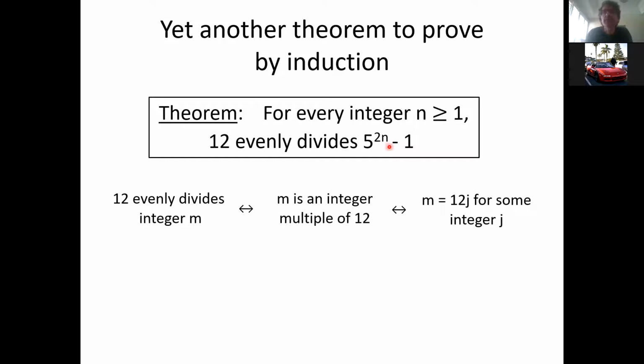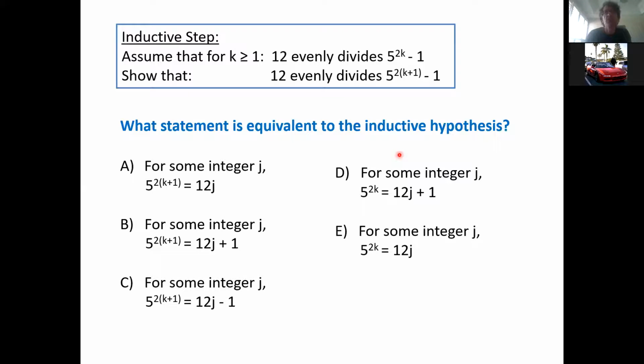But let's rework this statement a little bit. To say that some integer, let's call this integer m, that 12 divides this integer, is basically to say that this integer is a multiple of 12. In other words, that there exists some integer j such that 12 times j would equal this thing. Okay, that's the same thing as saying that 12 evenly divides such an integer. So we have to prove this by induction.